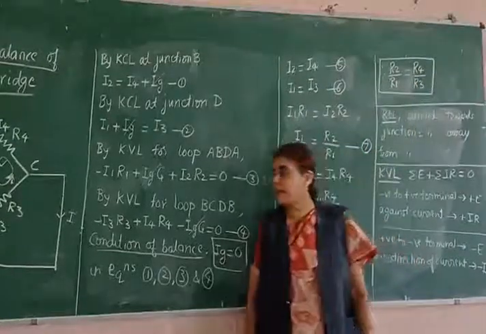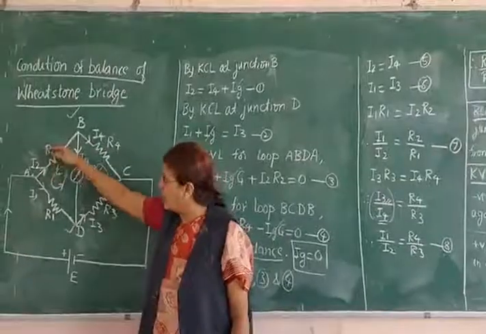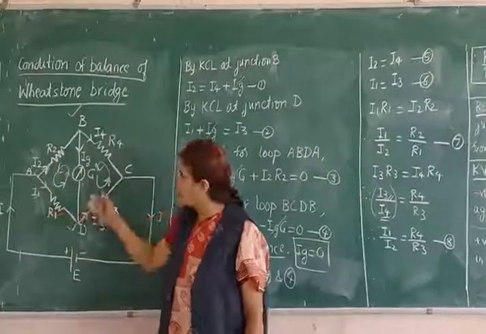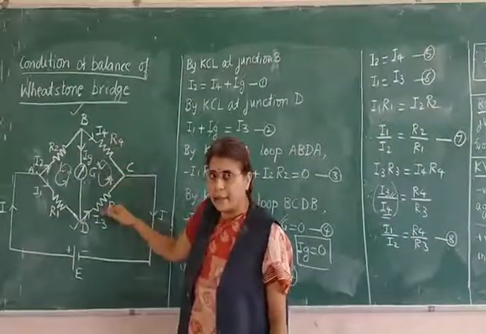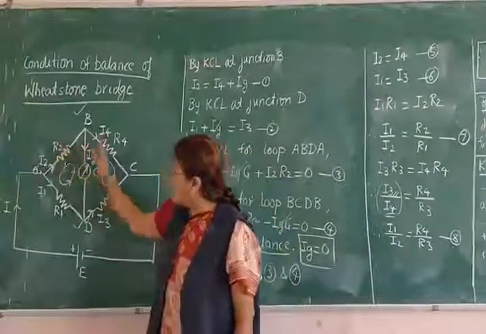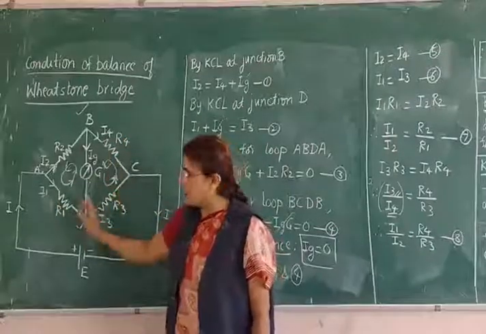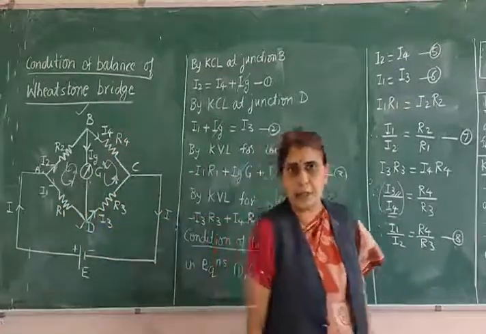So how to remember the condition? You can see here, R2 divided by R1 is equal to R4 divided by R3. You can write this condition in a number of ways. You can also write it like this: R2 by R4 is equal to R1 by R3. Depending upon the circuit, you will be observing the condition of balance.